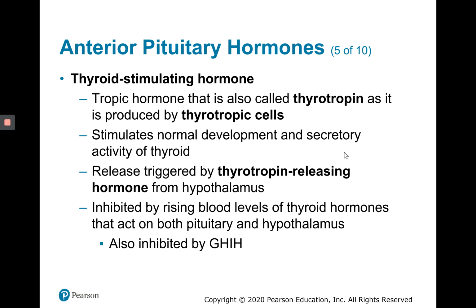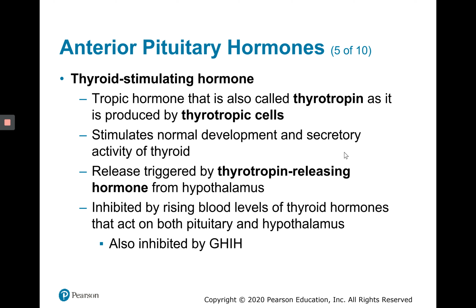So the pathway we've just introduced is the hypothalamus releases thyrotropin releasing hormone. Thyrotropin releasing hormone travels to the anterior pituitary and causes thyrotropic cells to release thyrotropin, also known as TSH or thyroid stimulating hormone. Thyroid stimulating hormone will then travel to the thyroid where it causes or stimulates normal development and secretory activity of the thyroid.